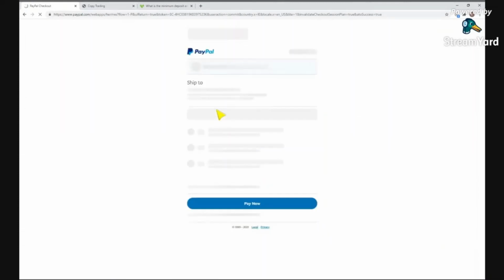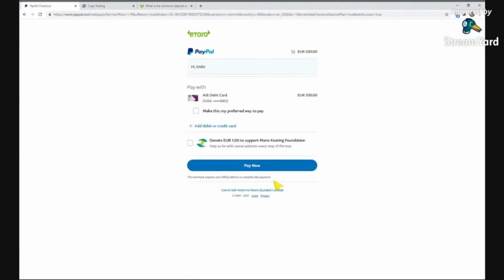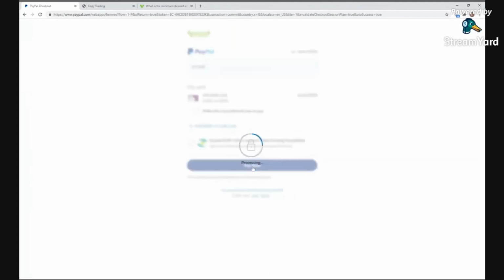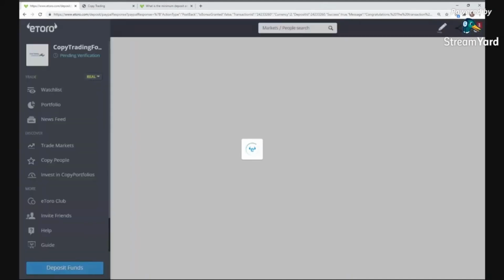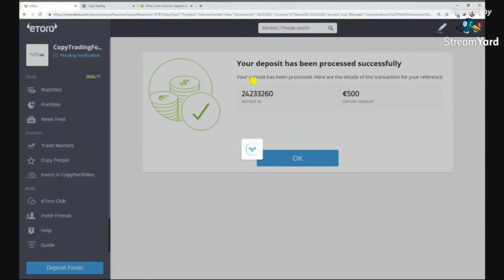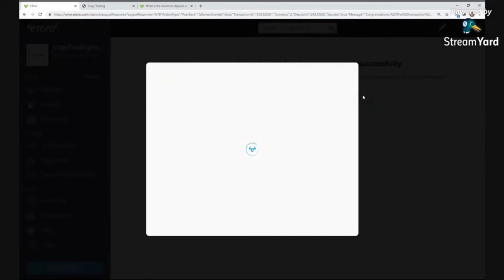Just check out. There's this in eToro at the top, €500, and I pay now. That's just going through now, processing. And we are just loading up here for eToro. Perfect. It says your deposit has been processed successfully, €500. And we'll just see what happens here now with the screen.